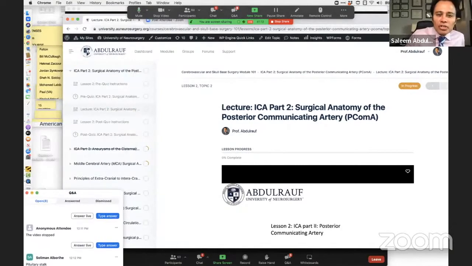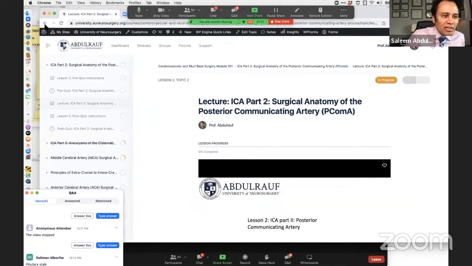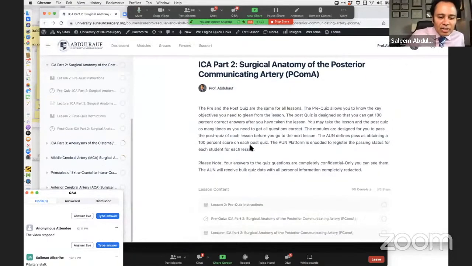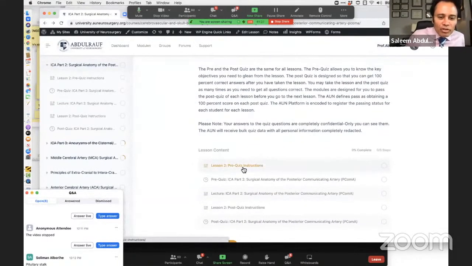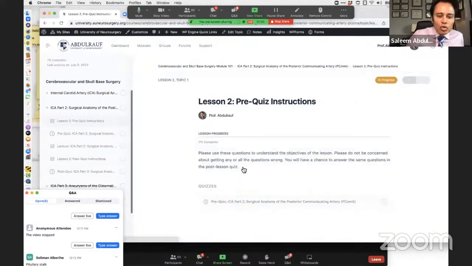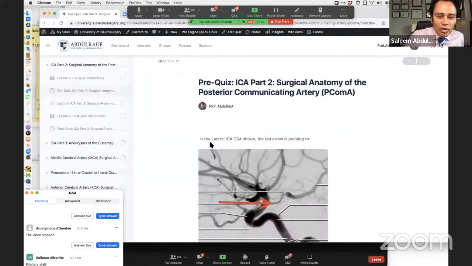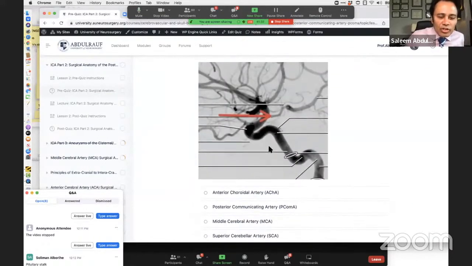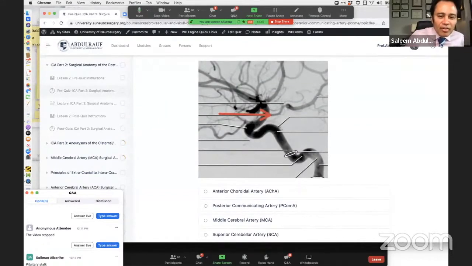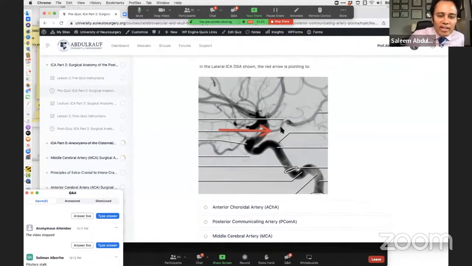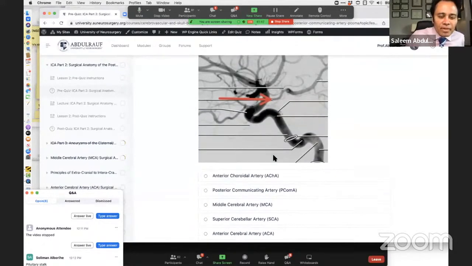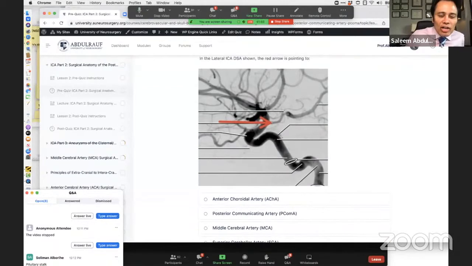Let me do one more thing. I'm going to ask a question that's not going to be an easy question, but let's ask it. Because every lesson we ask a question before you take the lesson, and then you take the lesson and then you give answers. So the first question is, this is a lateral view of the carotid artery. What is this vessel coming out here? As we're looking at the carotid artery, from here to here is the supracarotid portion. Clearly, this is the ophthalmic artery.